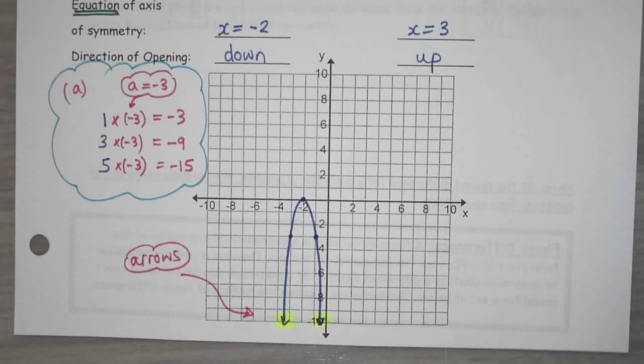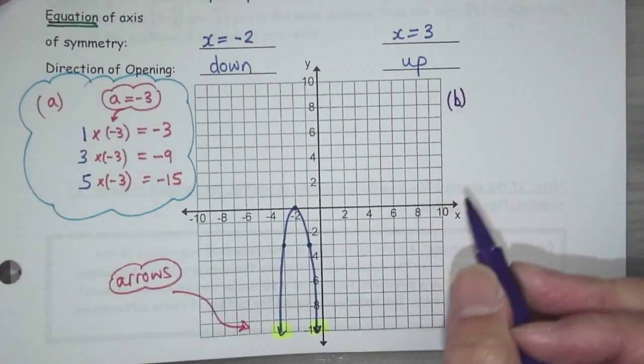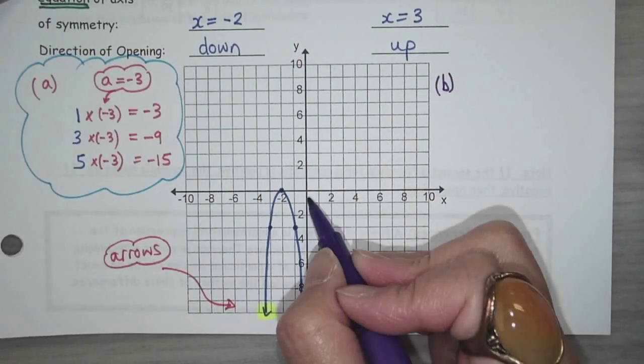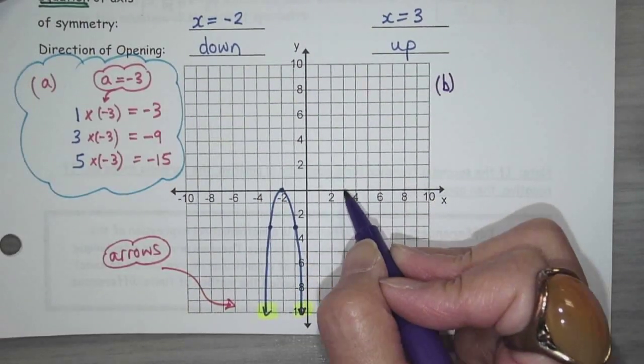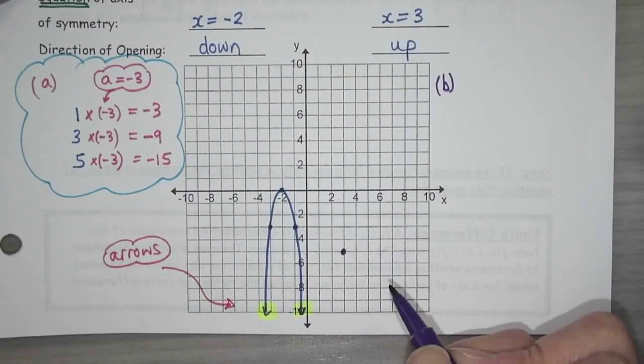Okay, again, this is reviewing, so then we're going to do the next one. Okay, let's do the next one. And we're going to do the vertex. So this is for B. The vertex is 3, negative 5. 1, 2, 3, 4, 5. So put your vertex there.